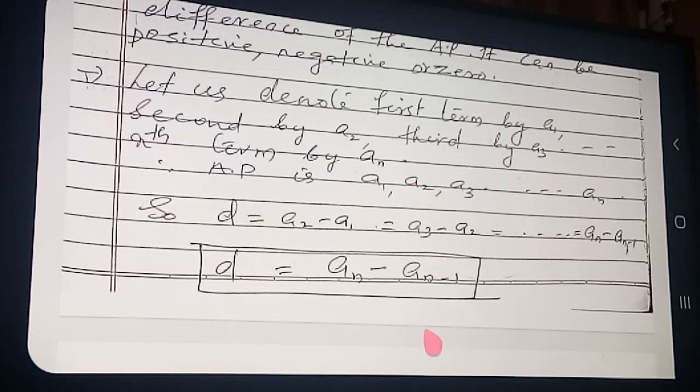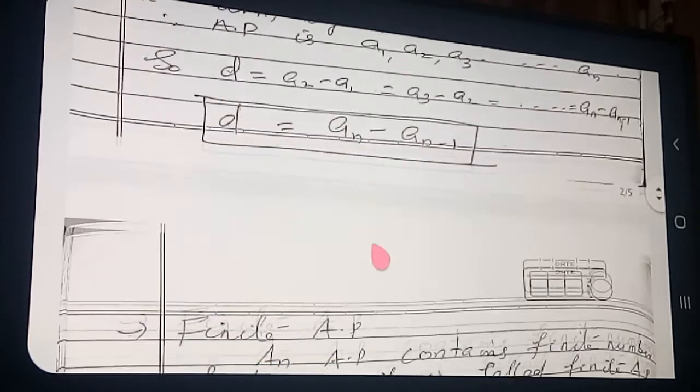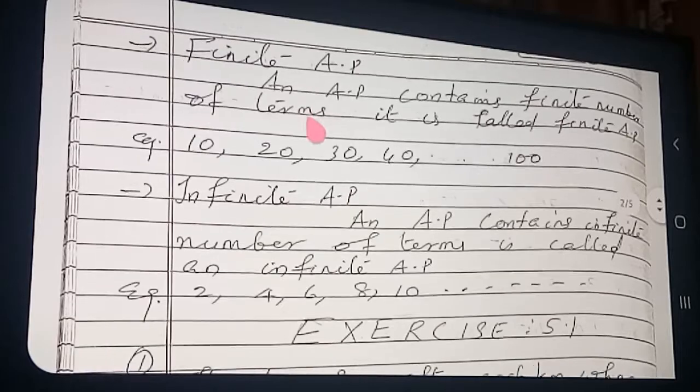There are other formulas for common difference as well. After explaining the nth term, I will explain that formula. So the common difference D is equal to An minus An minus 1. Okay, clear? For example, A10 minus A9, A12 minus A11, same way. Clear now, the formula? Yes. Move to the next points.